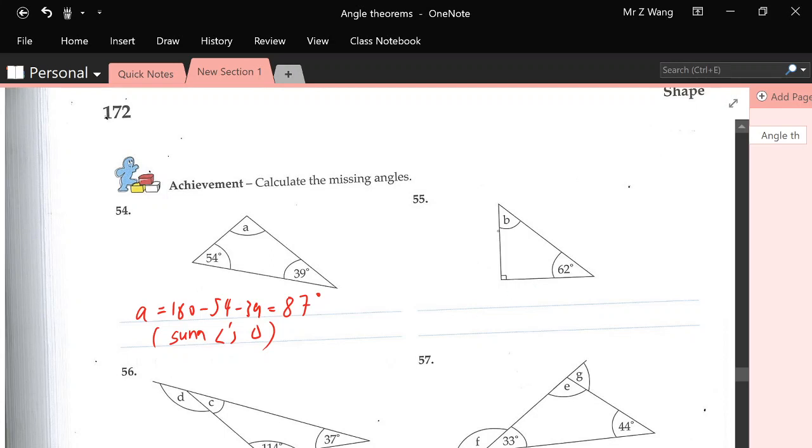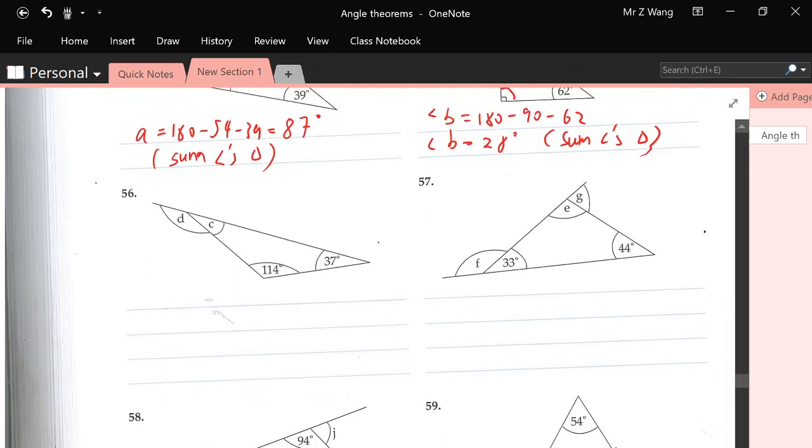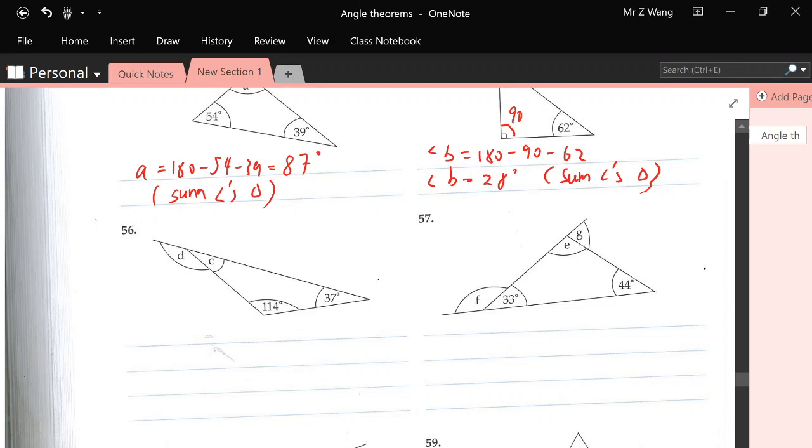Now this B, you often fail to realize this is a right angle, which is 90, right? So that B equals 180 minus 90 minus 62. Angle B is 28. Now, again, sum of angles in a triangle, right? I write it every time. I expect you to write it every time, right? We'll focus on the triangle now, right?